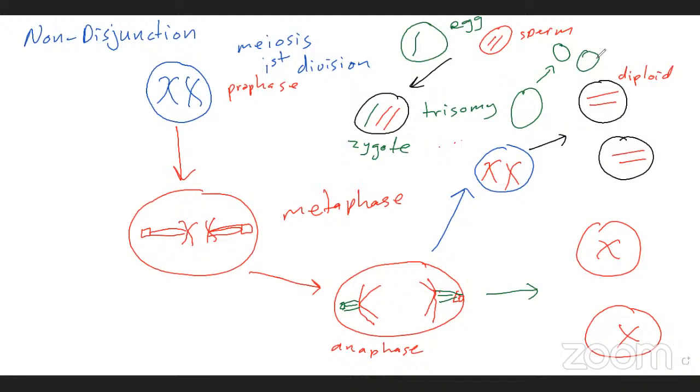Now, to end this, meiosis has two stages, right? So sometimes meiosis 1 can occur properly, all right? So non-disjunction can occur in meiosis 1 or meiosis 2. I know there are a lot of diagrams on the board. So what I'm going to do now, where this is non-disjunction in meiosis 1, all right, I'm going to show you that it can happen after meiosis 2.